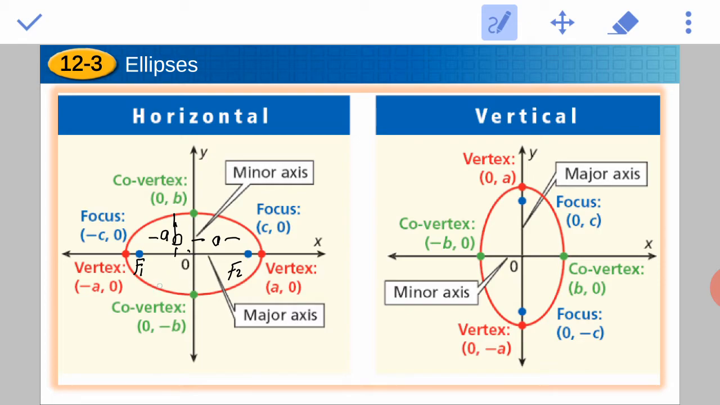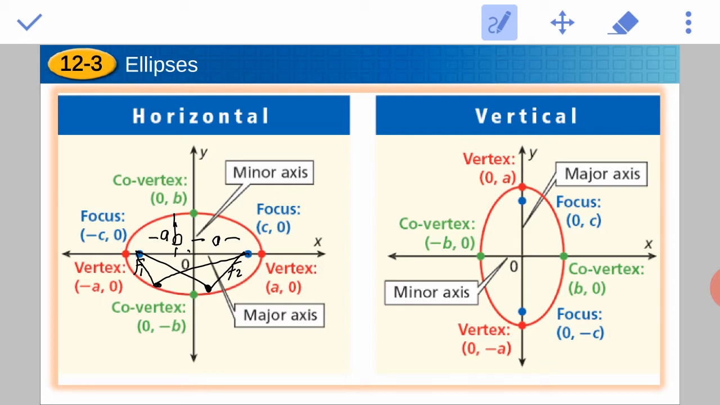Also, you learned a very important property. If you take any point on the ellipse, the sum of the distance from this point to the first focus plus the distance from this point to the second focus is always a constant, regardless of the position of this point. If you take another point right here and draw the distances to the first focus and the second focus, adding them gives the same constant all the time.